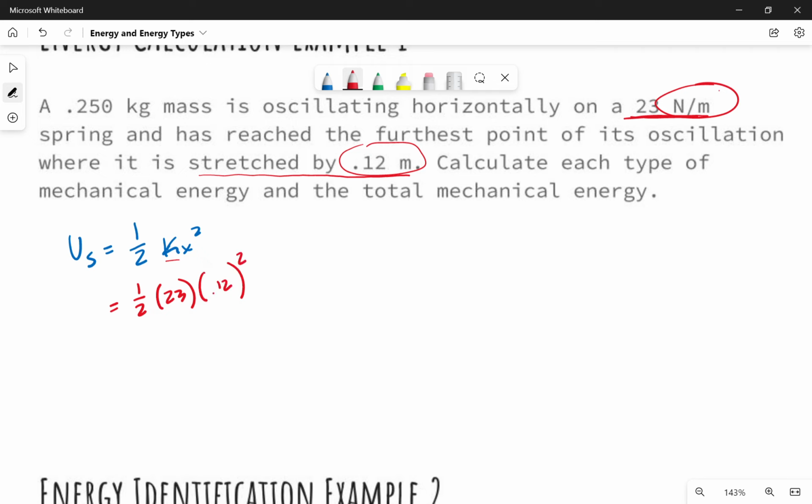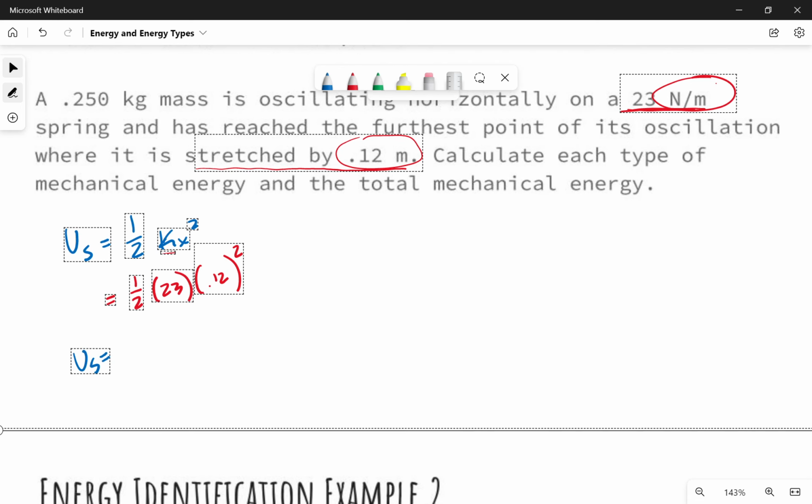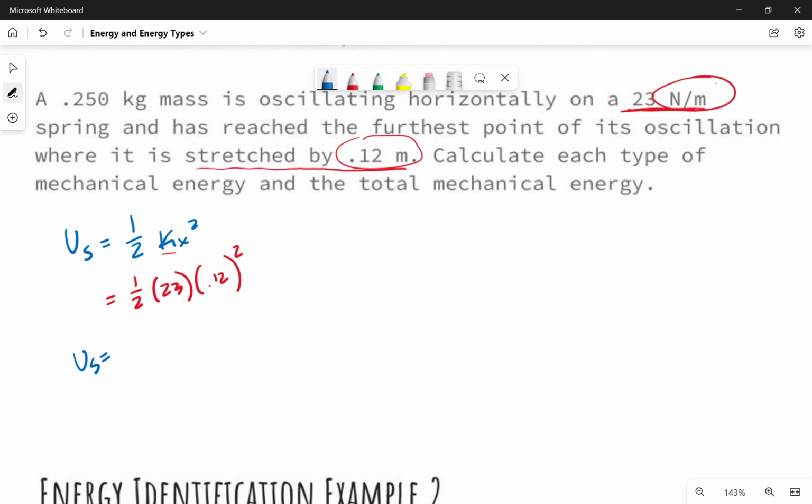And so I just plug in the numbers, and then I'll get the answer. So give me a second to get my calculator. And so we're going to do 1/2 times 23 times 0.12 squared. And we get a little number because it's not stretched very far. And so that little number is going to be 0.17, we'll say with sig figs, 0.17.